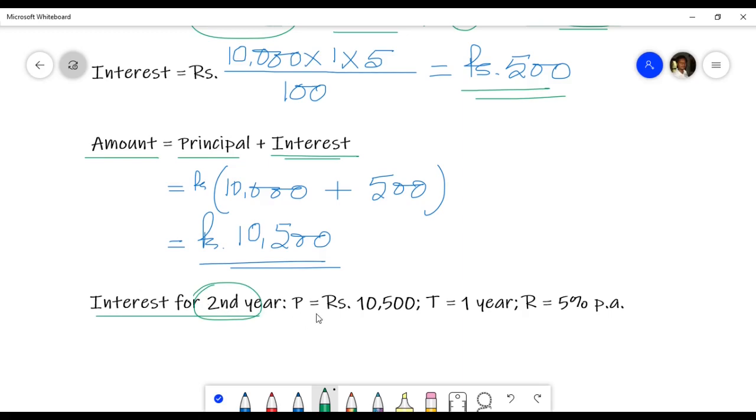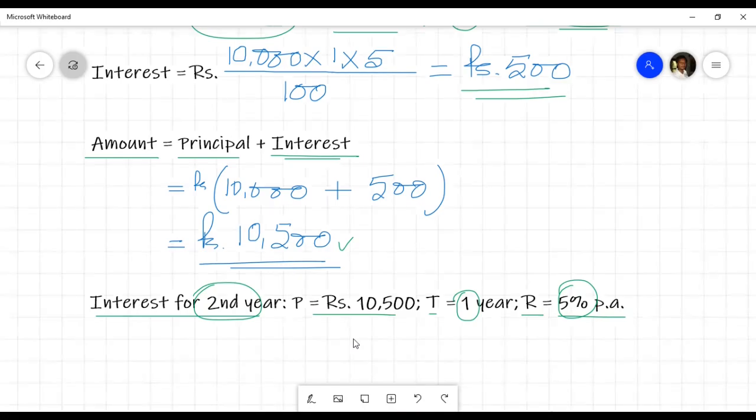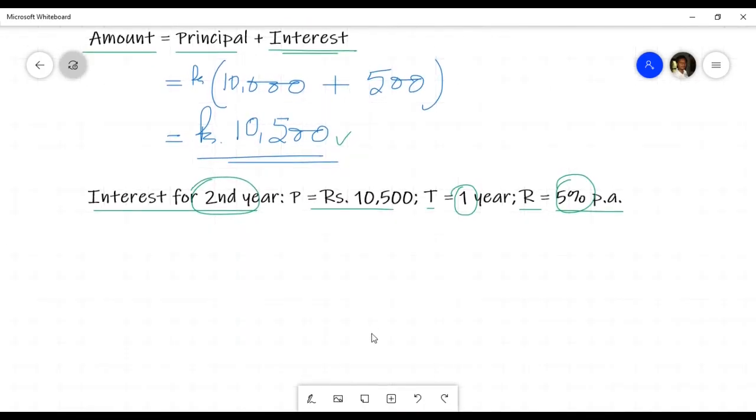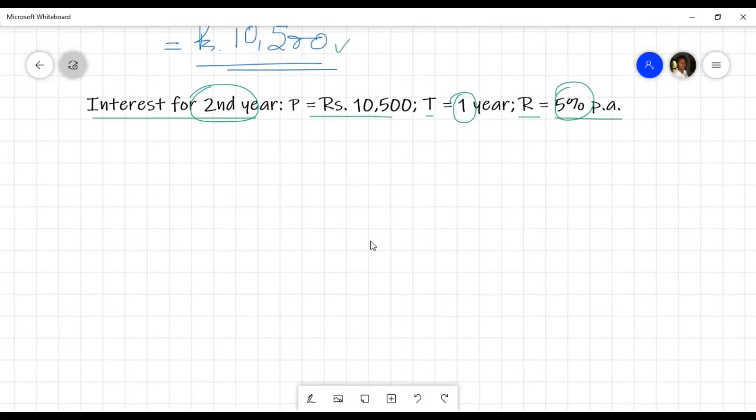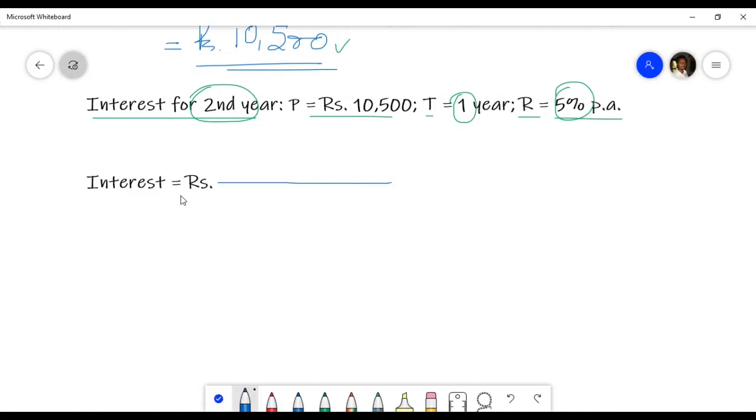Now what do we have to find? The next step is to find the interest for the second year. Now remember that the amount of first year will be the principal for the second year. So the principal for the second year is rupees 10,500. Time is taken as 1 year because we are finding for each and every year. Rate is same as 5%.